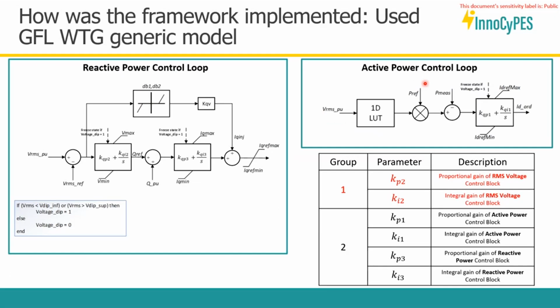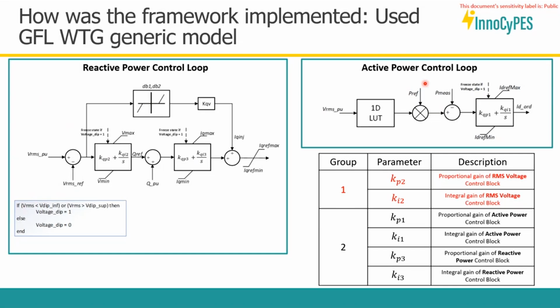So in this framework, we tackled these specific parameters for calibration. We grouped them into two based on the sensitivity analysis. We are working more with the reactive power control loop and the active power control loop. And we have 6 PI parameters here that we can tune, that we focus on calibrating in this use case that we proposed at this point.